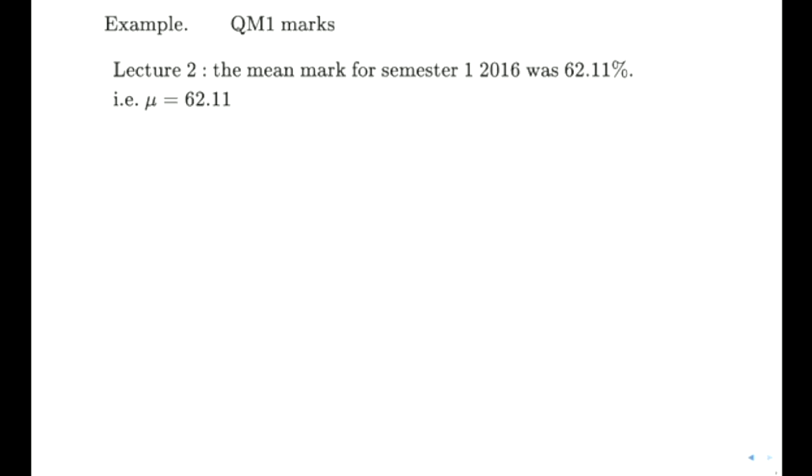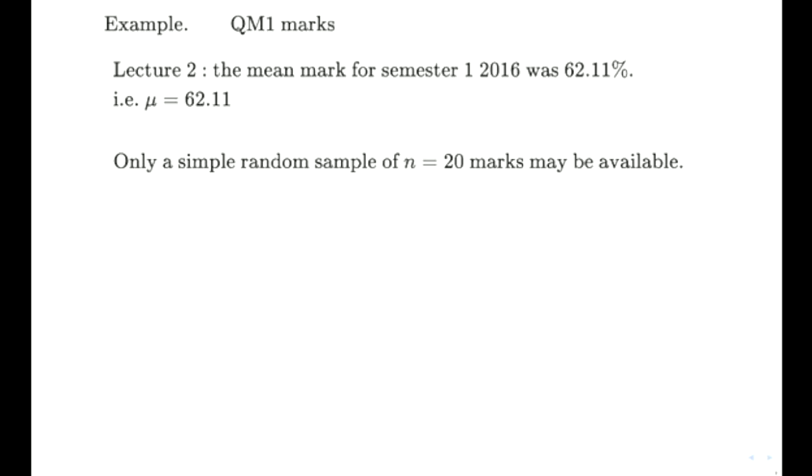Just to illustrate, let's put some numbers around that story. Back in lecture two, we worked out the mean mark for semester one, 2016, and found that it was 62.11. So that would be our population mean here. If we're imagining those 1,416 students, I think it was, as our population, then the average mark was 62.11. This is a bit of an unusual situation, in that usually in statistical inference you don't know what the population value is. If you did know, you wouldn't take it any further. But just for illustrating the concept, it's handy to have what we know about the population sitting there in the background. The population mean was 62.11. That's the mu. All right, let's suppose we don't have that available.